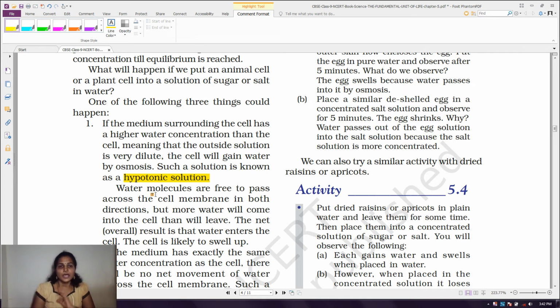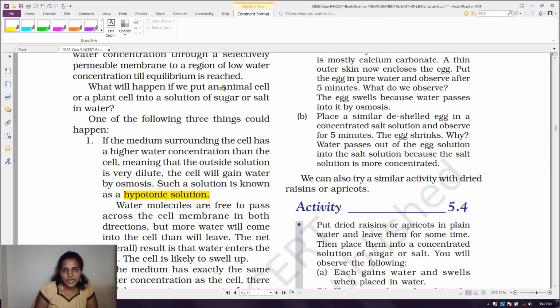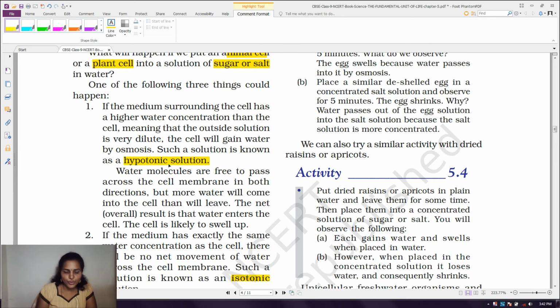So now here we are keeping any one cell. For example, we are taking an animal cell or a plant cell. Okay, and we are keeping any one of the cells in sugar solution or salt solution, right? So to prove how the water molecules are moving through this plasma membrane, we are doing this. Okay, so here what is hypotonic?